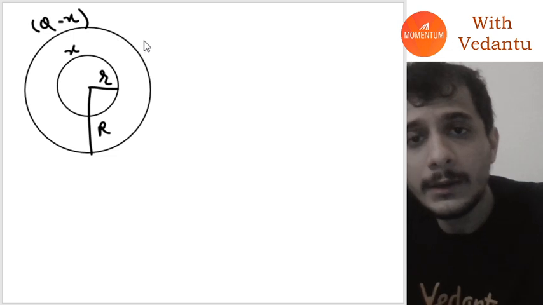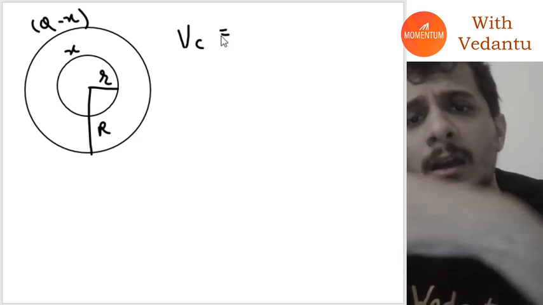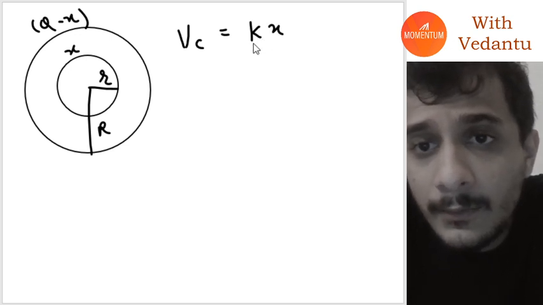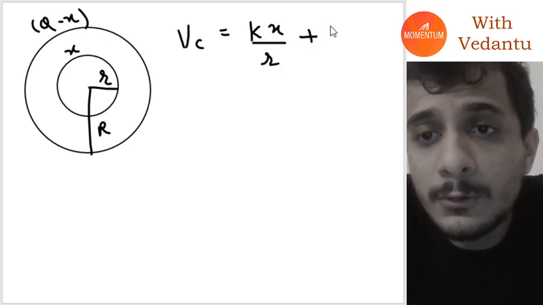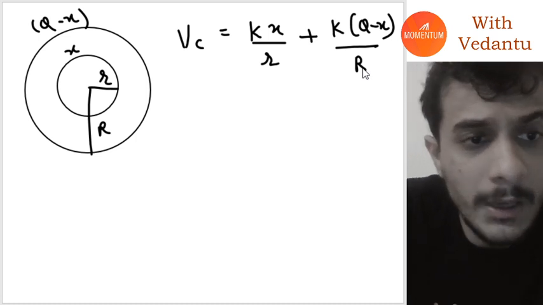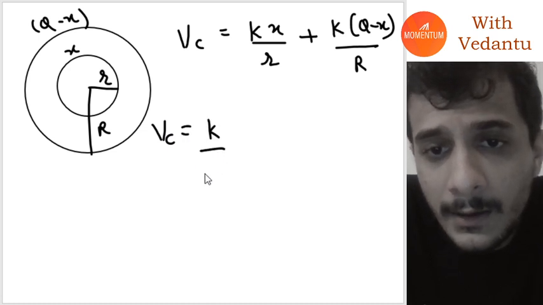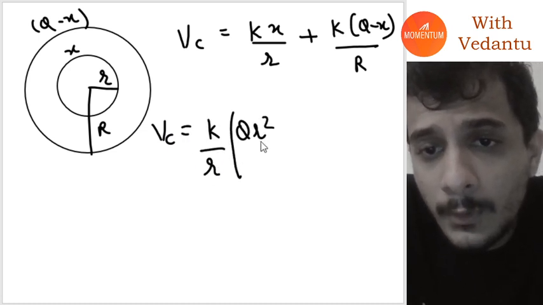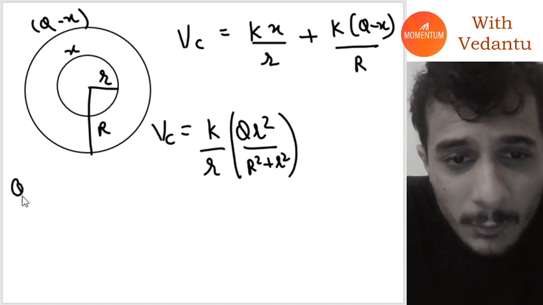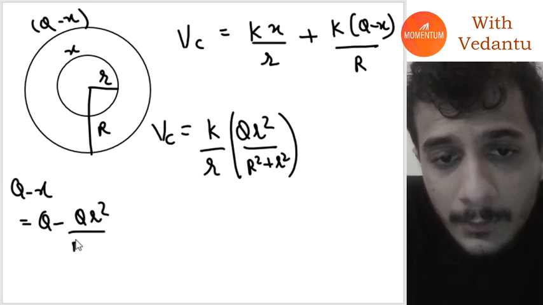Now guys, if you try to find the potential at the center, it will be the potential due to the first sphere plus the potential due to the second sphere. The potential due to the inner sphere will be k into x divided by small r, plus the potential due to the second sphere will be k into q minus x divided by capital R. So let's substitute the value of x here. This will be k by r into q r square upon r square plus r square. And let's calculate the value of q minus x separately: that will be q minus q r square upon r square plus r square.